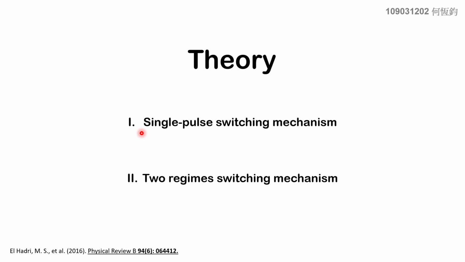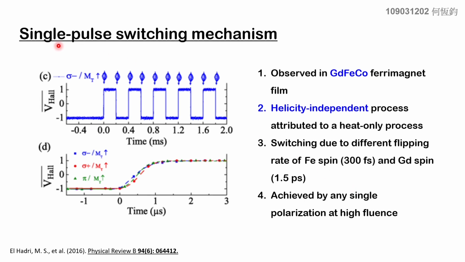So the two mechanisms are the single pulse switching mechanism and the two regime switching mechanism. Let's take a look at the single pulse switching mechanism first. This mechanism is observed in the gadolinium iron cobalt system, which is a kind of ferromagnet. What you should know is that the gadolinium sublattices and the iron cobalt sublattices in this material exhibit antiferromagnetic coupling at the ground state.